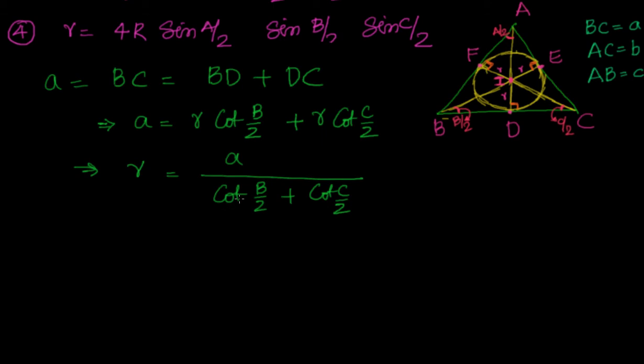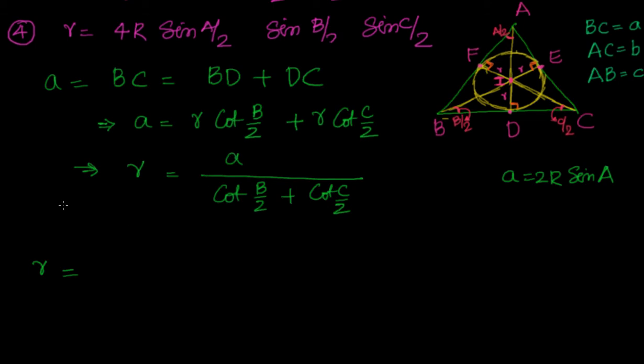Now I know r equal to a by cot of B by 2 plus cot of C by 2. Now I have to prove it is 4R sin A by 2, sin B by 2, sin C by 2. So I see all angles only. This is not an angle, this is a side. So let me convert by law of sines into angles and see what happens. I should be able to get it very easily. Now a equal to what? a equal to 2R into sine of A. That's what law of sines says.